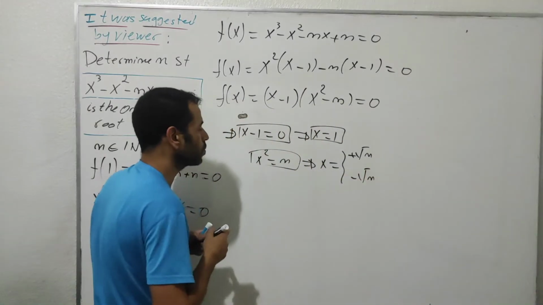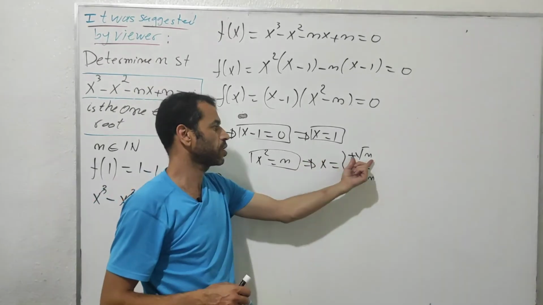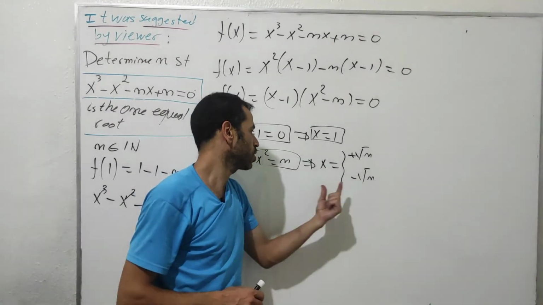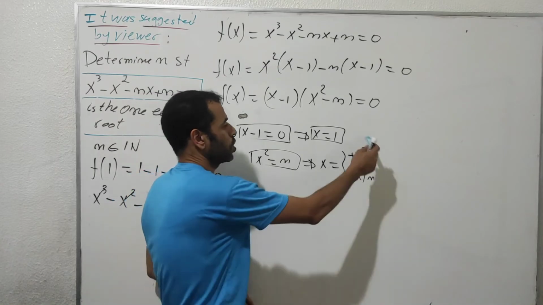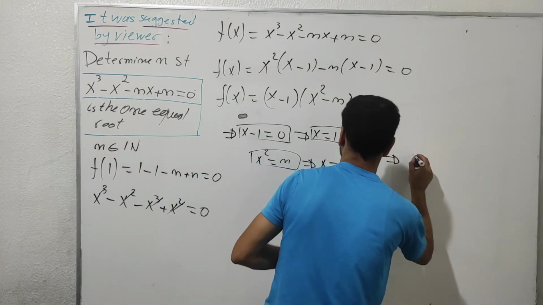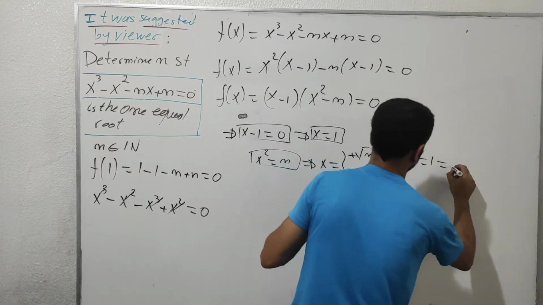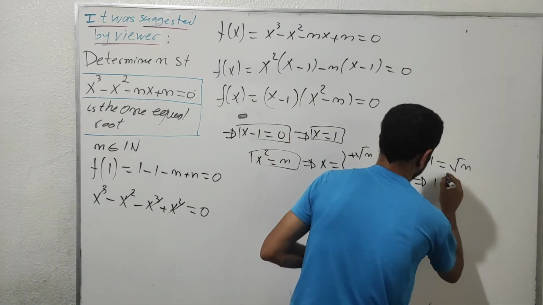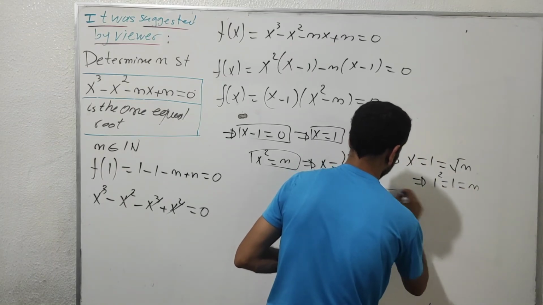Okay, if x is positive, we get a positive number. If x is negative, we get a negative number. Since x is positive, because we found x equals 1, we are going to take only the positive value. This is telling us x equals 1 equals square root of n. Squaring both sides, I get 1 squared equals 1 equals n. Now I found the value n equals 1.